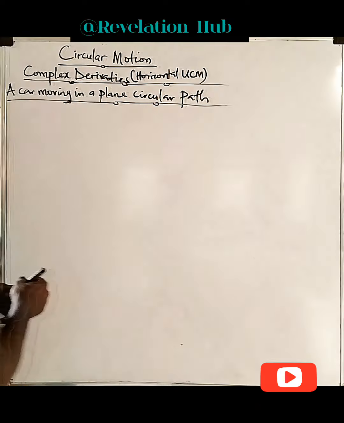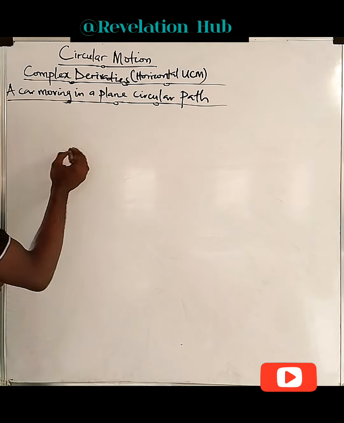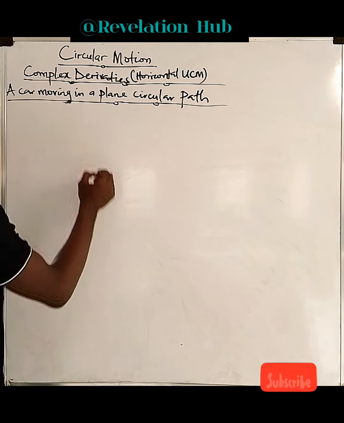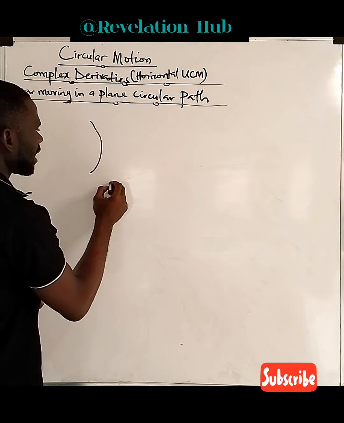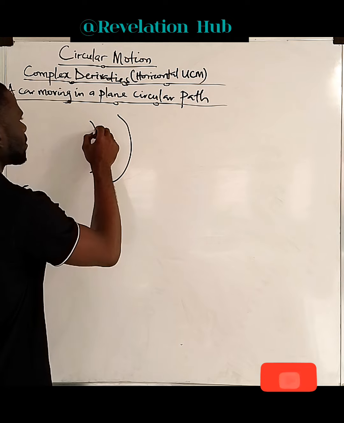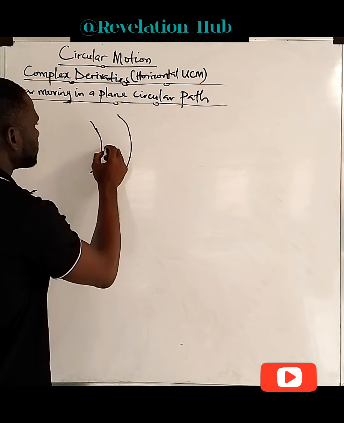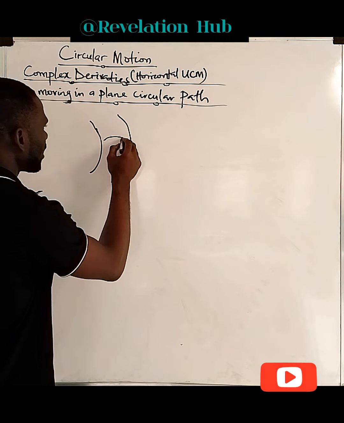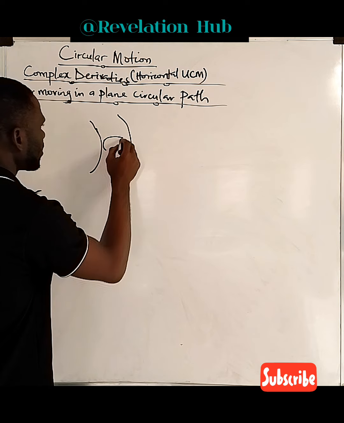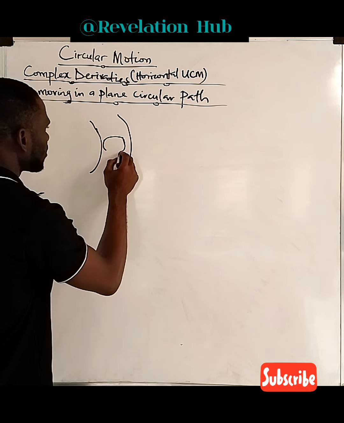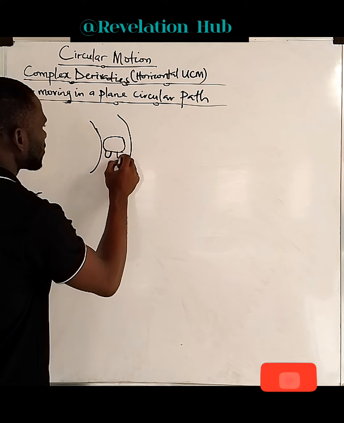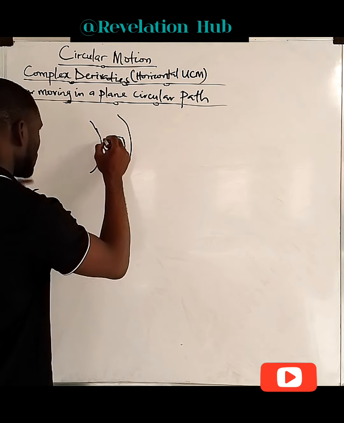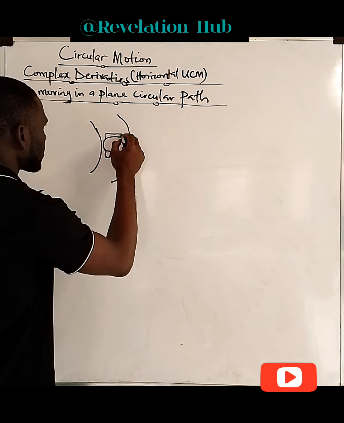So let's try to have a pictorial understanding of what we're talking about. Let's say this is, I'll try my best, I'm not very good at drawing by heart, a circular path here. Let's say we have a car like this moving in this circular path, just like this.